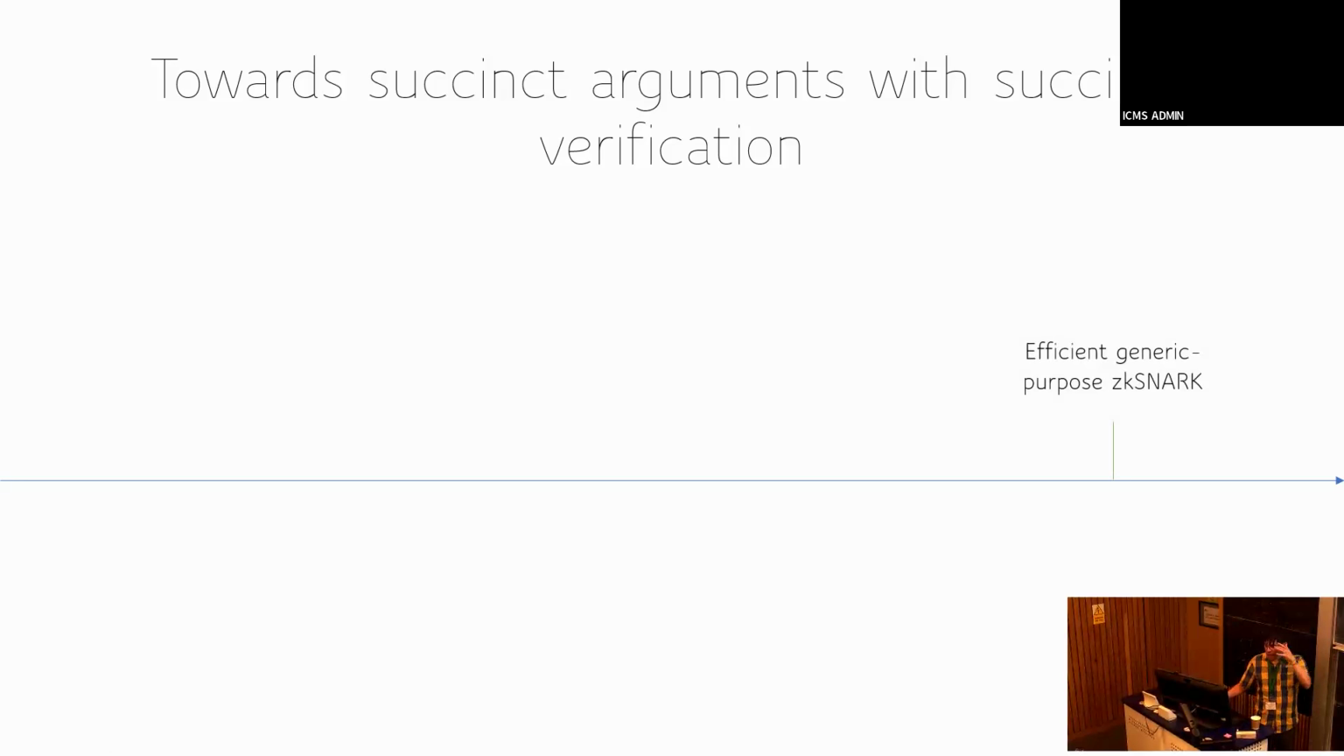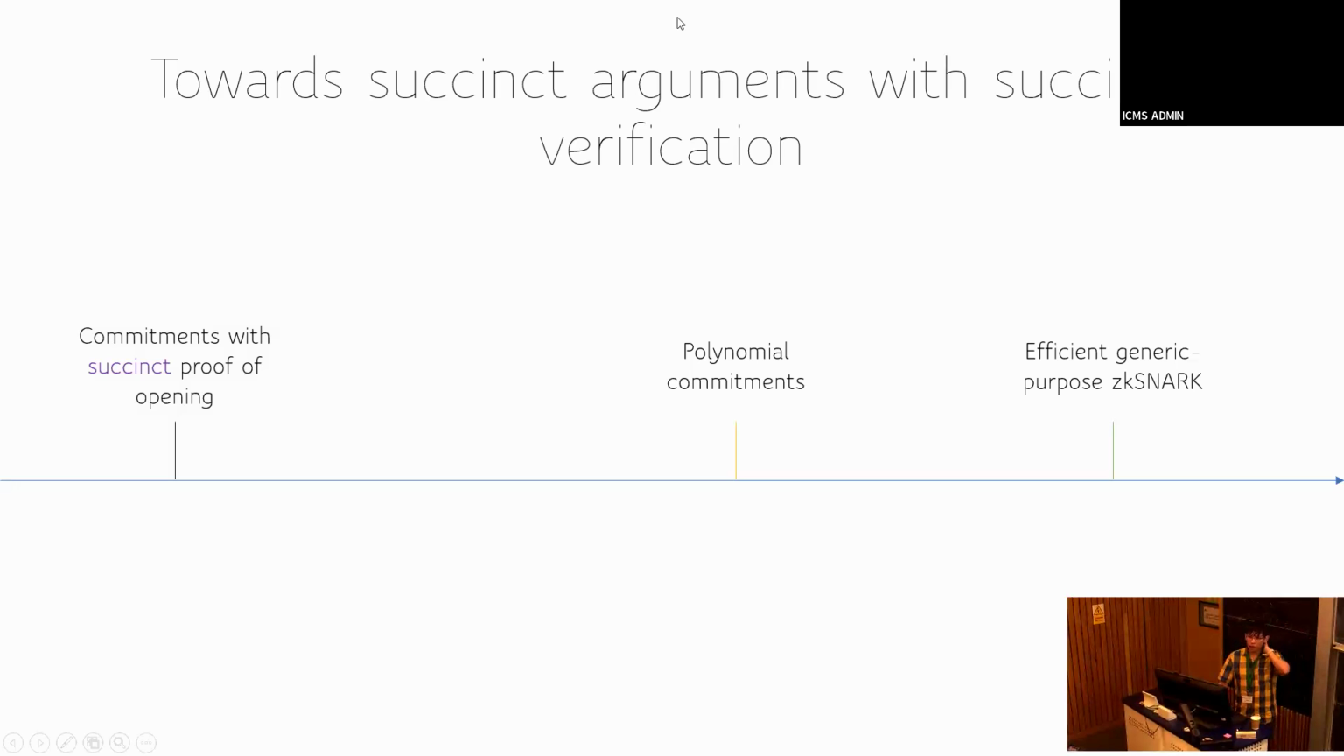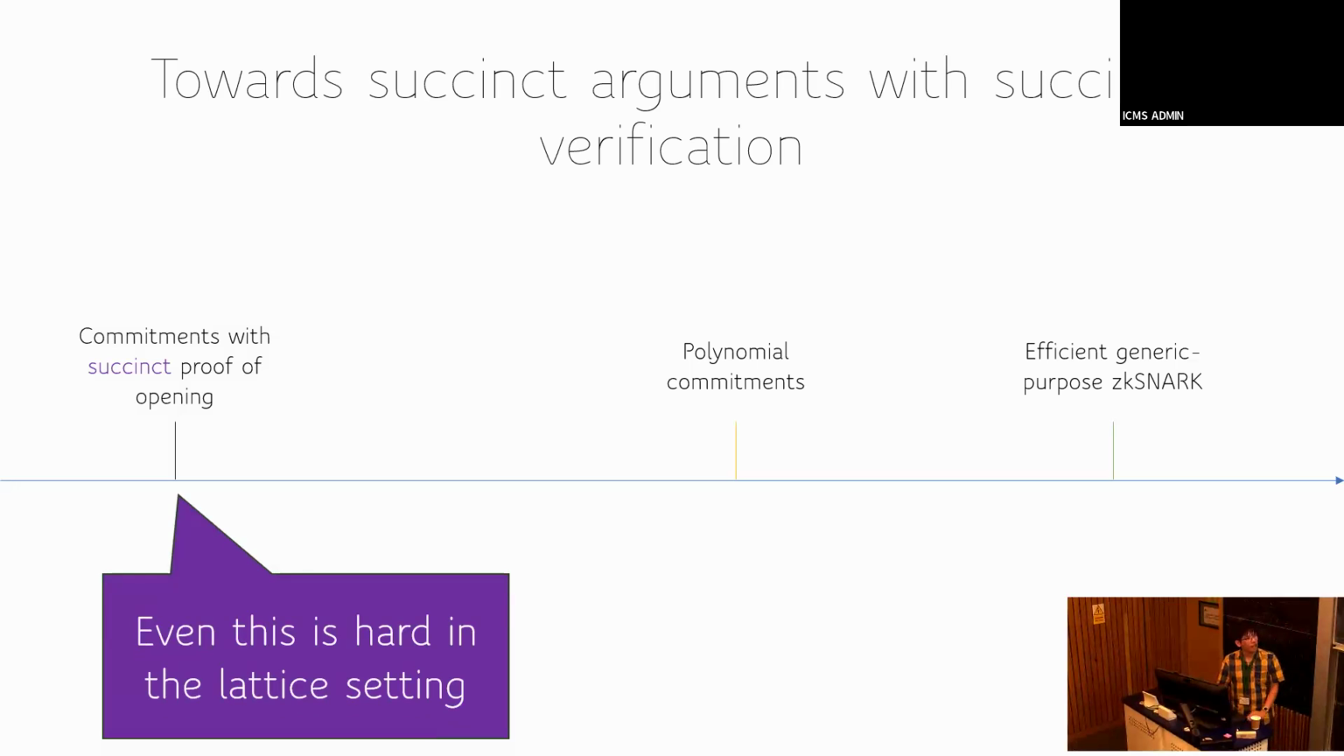Obviously the end goal is to get a zk-SNARK, which can be built using polynomial commitments and IOPs. But in the lattice setting, even just commitments with a succinct proof of opening with succinct verification is difficult. One can do the compressed sigma protocol, but this also results in linear verification. So this is hard in the lattice setting. The next 10 minutes will probably be just the discussion of the square root construction.